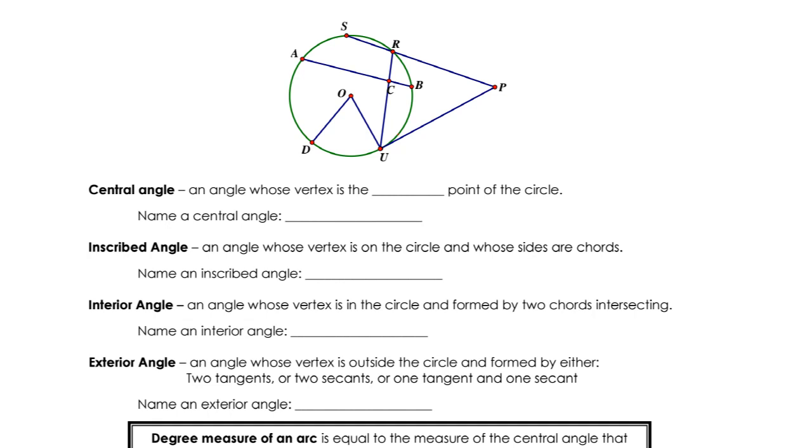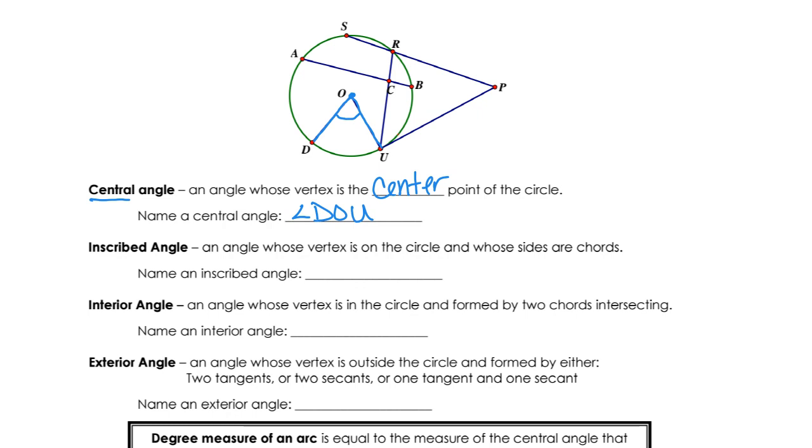All right, we also have to talk about the angles we're going to see in this unit. Okay, first one up is a central angle. It gets its name because it's literally at the center of the circle. It's any angle whose vertex is the center point of the circle. So for instance, this has to be the vertex of your angle. And so if I follow that out, that would be a central angle right here. So we can call it angle DOU.